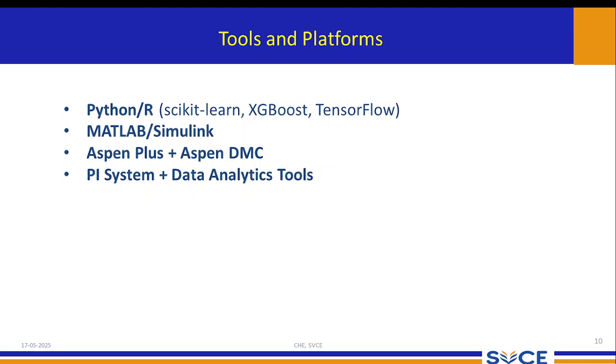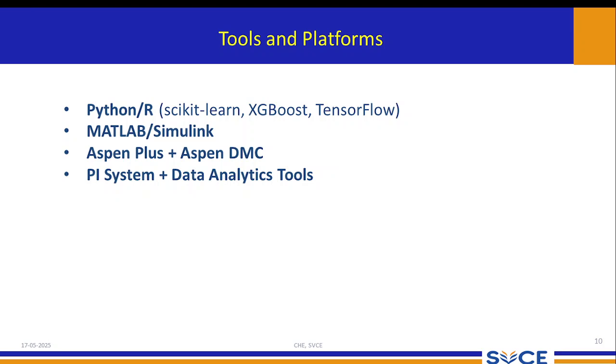Okay, but I just give it to you. Just go and explore this type of tools which has been used in the programming language. Coming to the thing, we can also do it in MATLAB or Simulink. We can go for Aspen Plus or Aspen DMC. Okay, the PI system and data analytics tool.